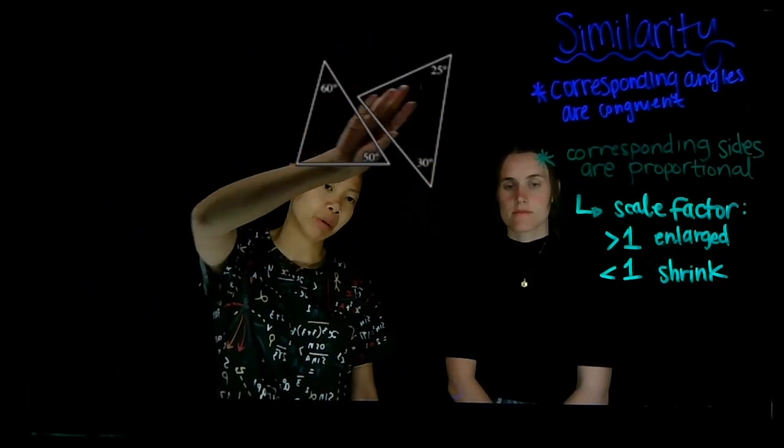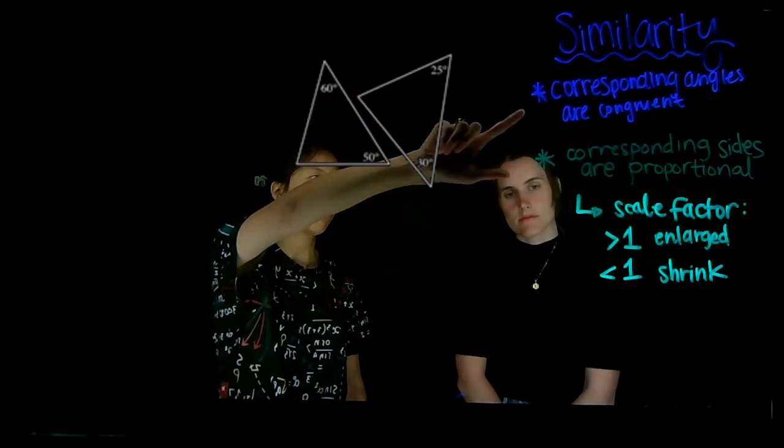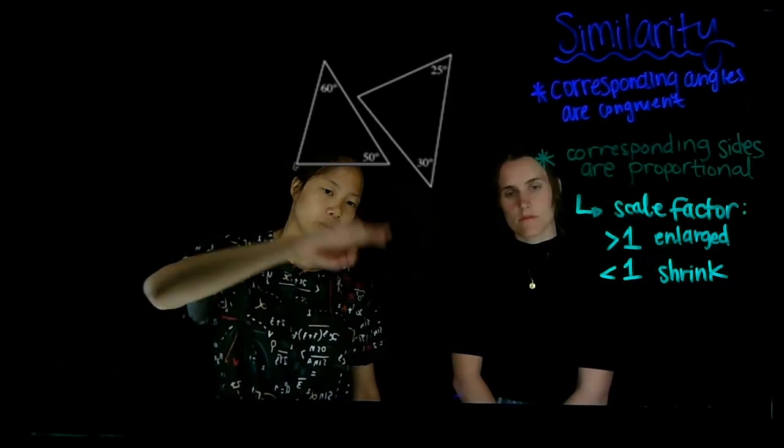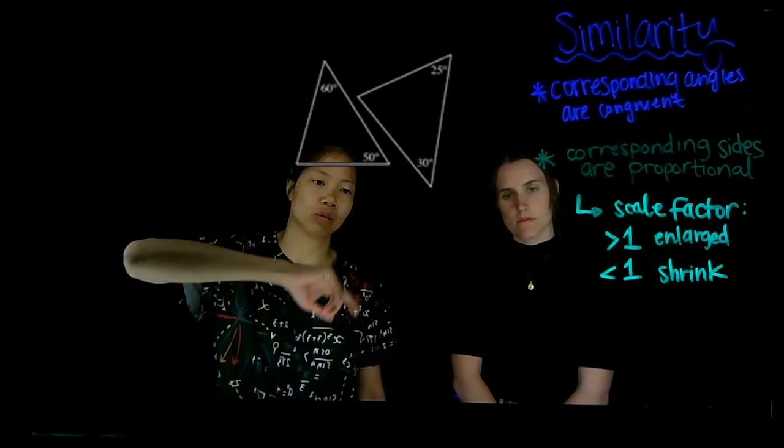All right, let's check out this example here. We've got two triangles. We want to know, are they similar? We know that corresponding angles between dilated figures should be congruent. We also know that the sides are proportional. We're not given any sides right now, so we need to look at just our angles.